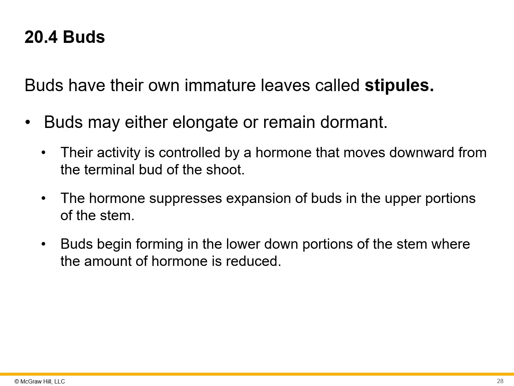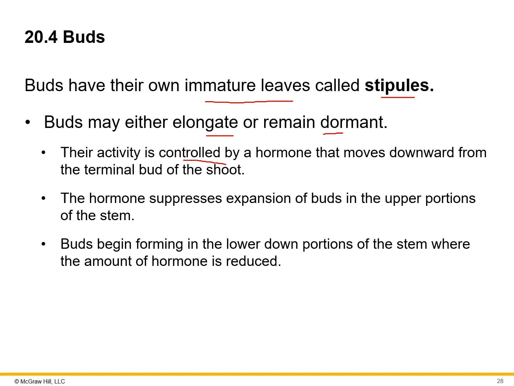Now these buds have their own immature leaves called stipules. So again, thinking about just the development, so the mature leaf. So before they mature, this little immature version is referred to as a stipule. So those buds may either elongate or they may just stay dormant. The leaf may never mature from there.